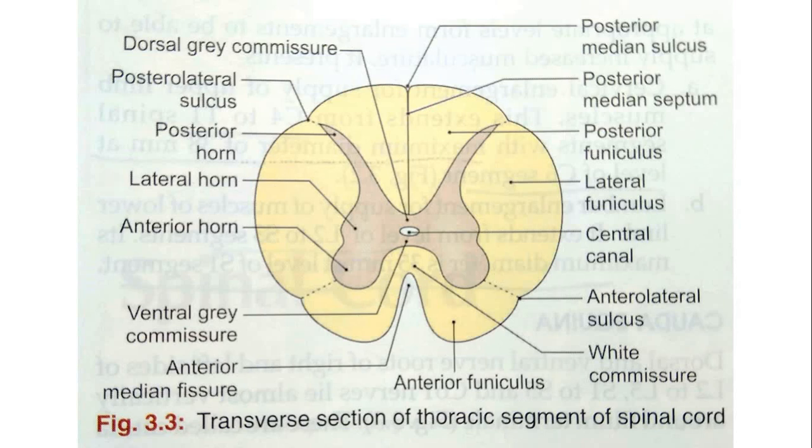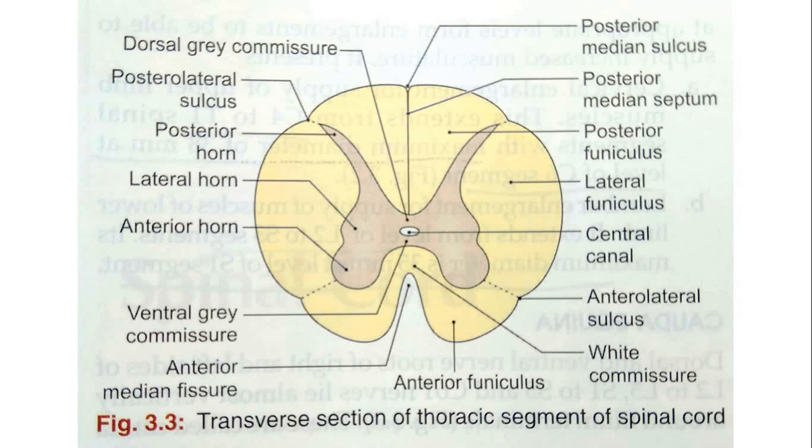Now we can see the external fissures and sulci of the spinal cord. The anterior aspect of the spinal cord presents the anterior median fissure and two anterolateral sulci. Similarly, the posterior aspect of the spinal cord presents the posteromedian sulcus and two posterolateral sulci. The anterior median fissure is deep and extends along the entire length of the cord. The anterior spinal artery runs in it.